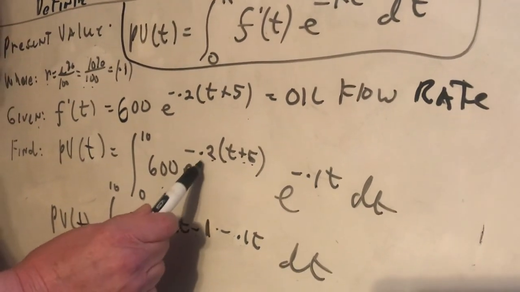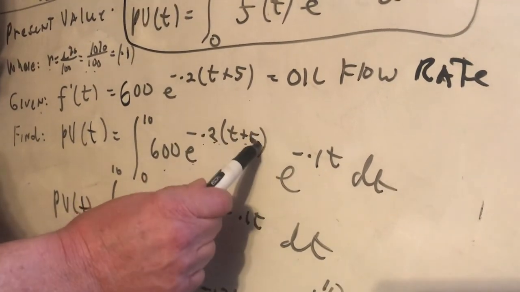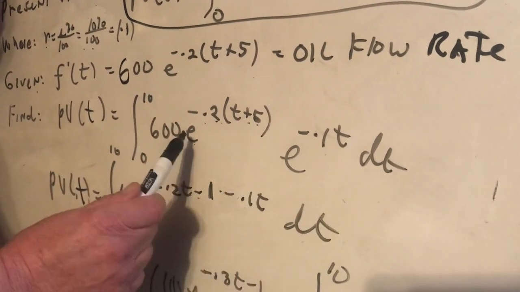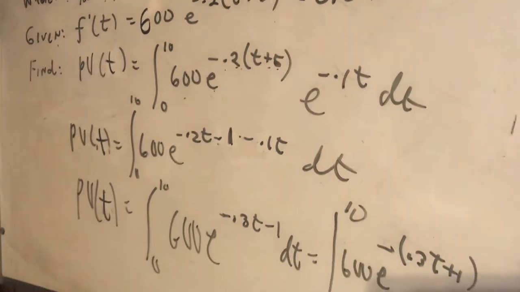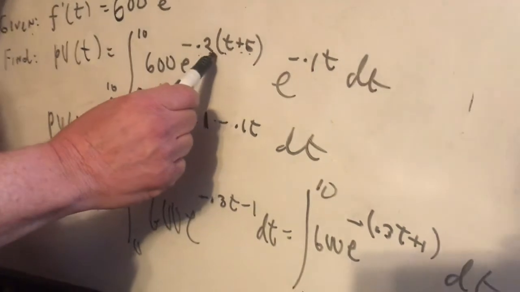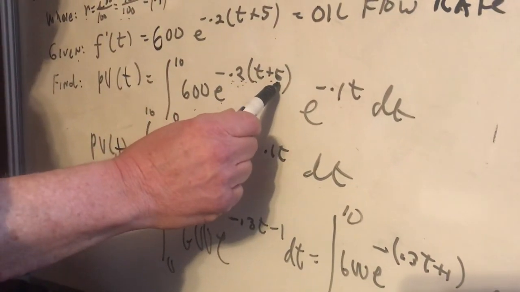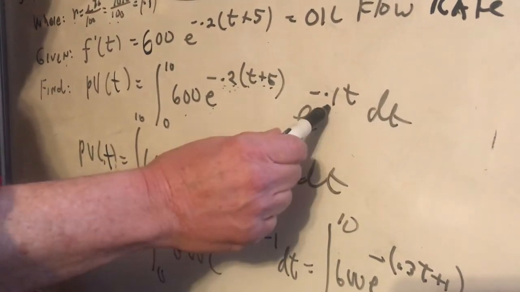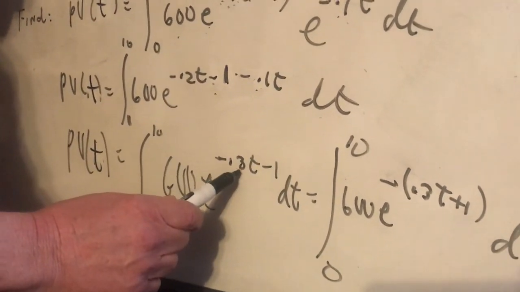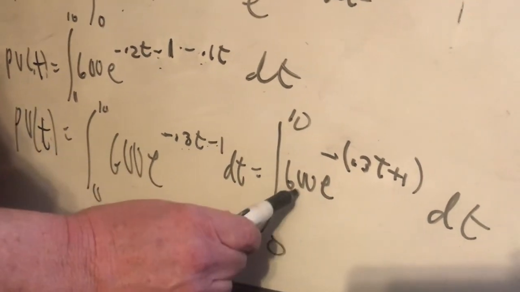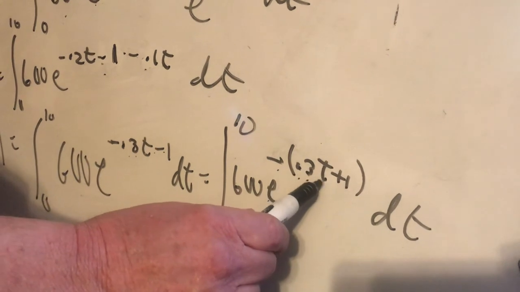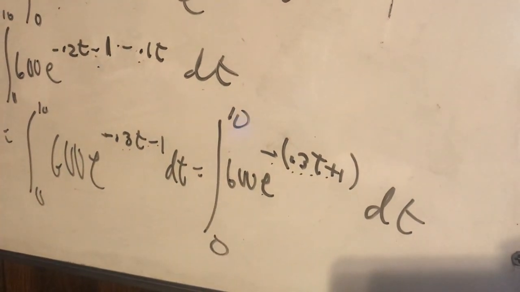I have 600 e to the minus 0.2 times (t plus 5) minus e to the minus 0.1 t. I can bring the e's together. It's the same e, I just add the exponents. I distribute this: minus 0.2t, minus 0.2 times 5 is 1, and this is minus 0.1 t. Put them together again, I get e to the minus 0.3 t minus 1. I just made it a little bit easier. I factored out the minus. They gave me 0.3 t plus 1 dt.